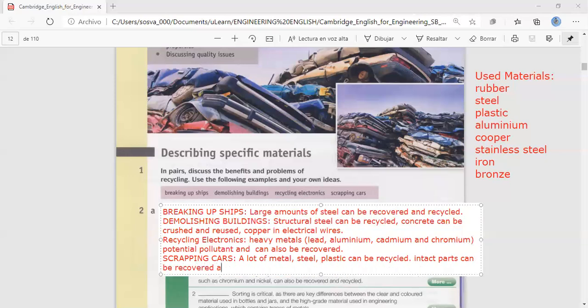refurbished in this case, and resold to anyone that needs a piece of car. That's the main idea. The only thing that might sometimes be difficult is the brake fluid and the battery acid, because they are pollutants. So they need to be disposed of carefully. But these are the main ideas of what you can get by recycling each thing.